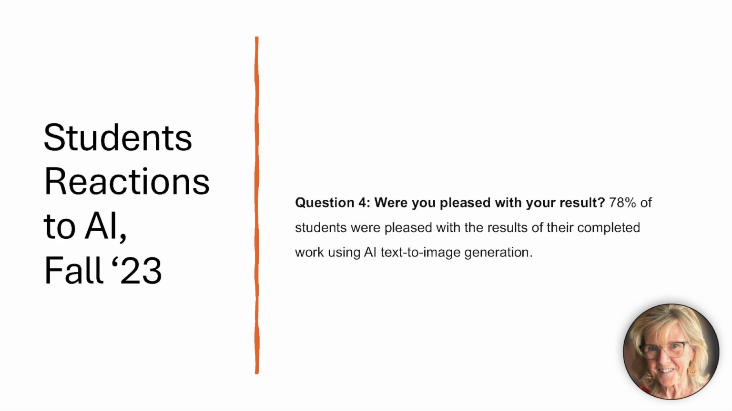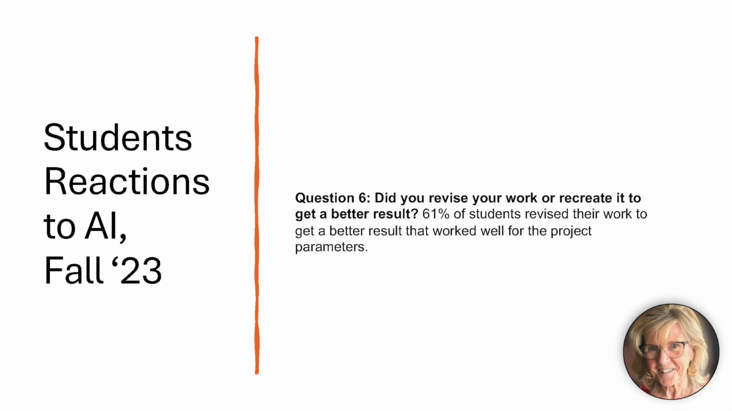Question 4. Were you pleased with your result? 78% of students were pleased with the results of their completed work using AI text-to-image generation. Question 6. Did you revise your work or recreate it to get a better result? 61% of students revised their work to get a better result that worked well for the project parameters.